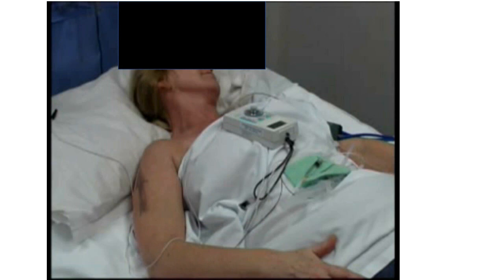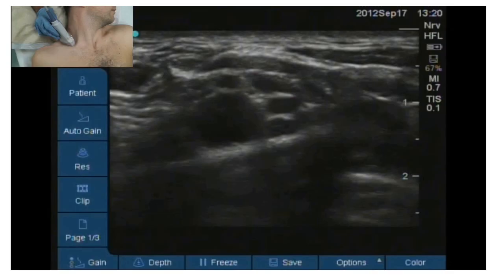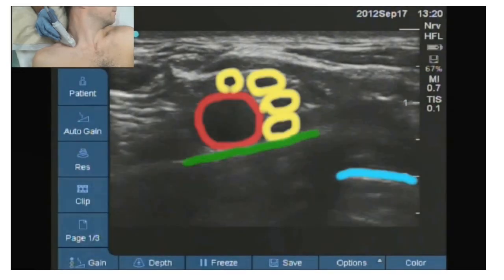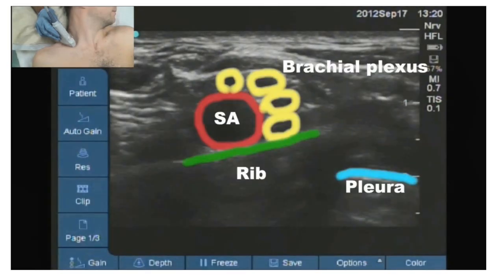In the next video, we're going to see how we can identify the roots of the brachial plexus in the interscalene groove using the ultrasound. So the scan is started behind the clavicle, and our aim is to get a good cross-sectional view of the subclavian artery. So you can see the first rib and subclavian artery pulsating on top of it.